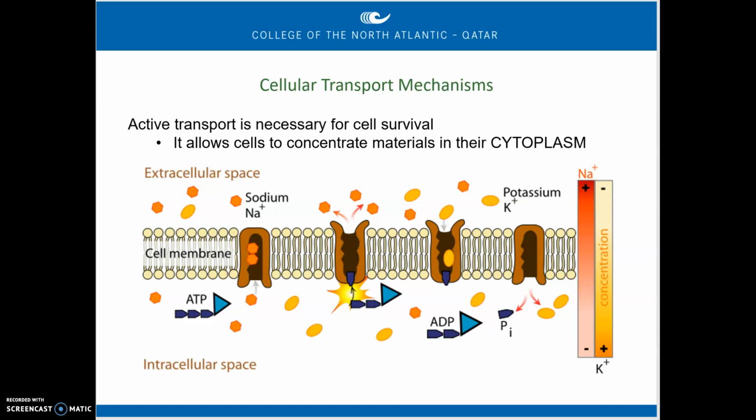What you want to do is, if that material or that substance, that reactant is present, you want to bring it into the cell and concentrate it in there so you've got a big stockpile and you can use it whenever you want to. And that's what active transport allows us to do. So it's absolutely necessary for our cells to survive.